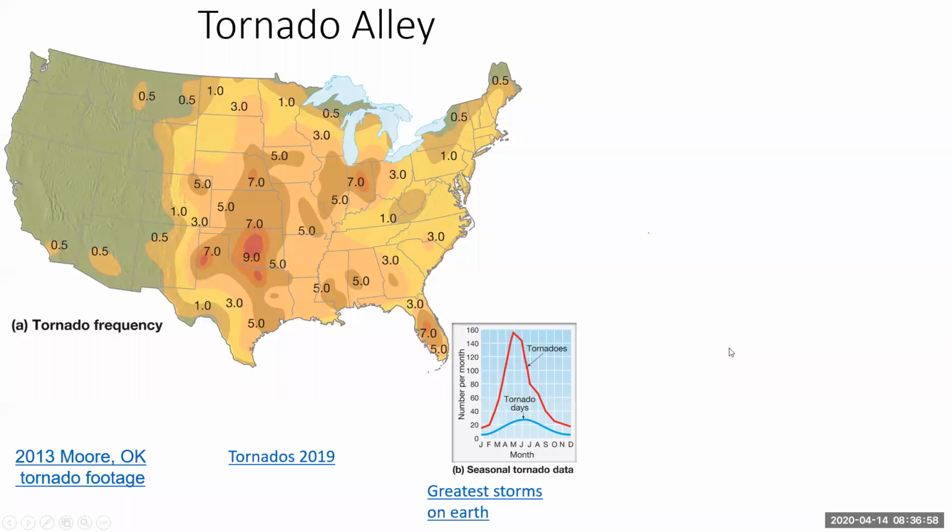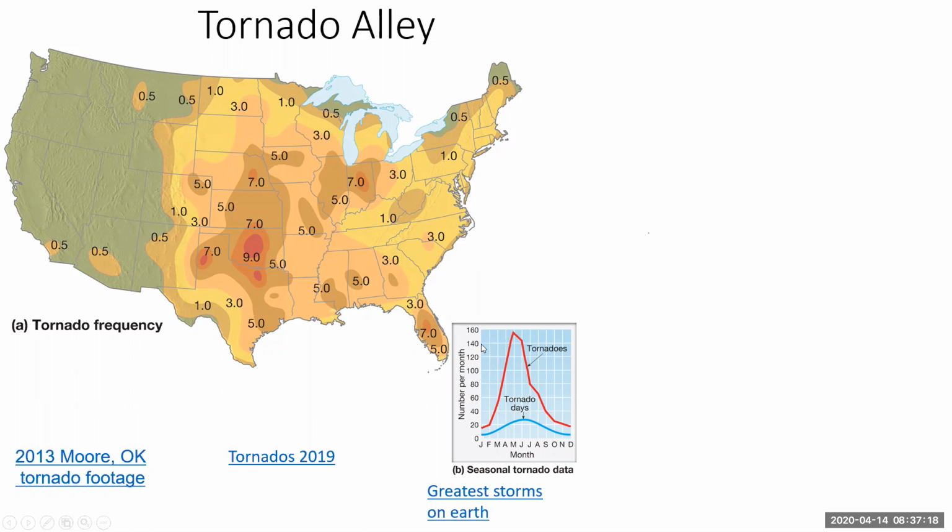Here's the season for tornadoes. Again, we are approaching the peak season. You can see that they're starting to increase as we move further into the spring, April, towards May. May is the peak. That's when you look at the number of tornadoes that happen in a given month.